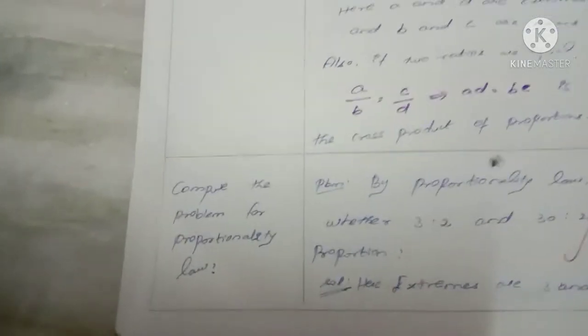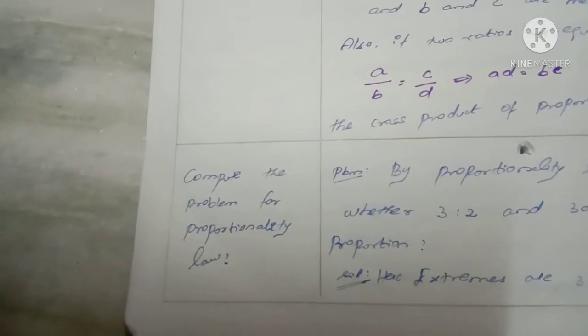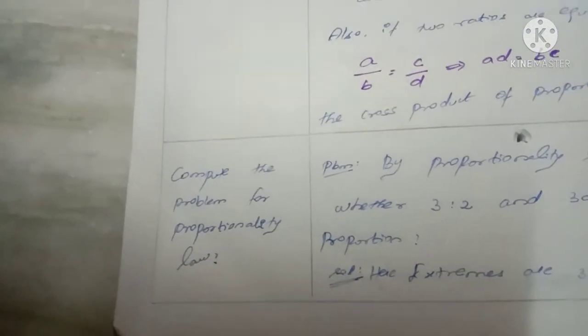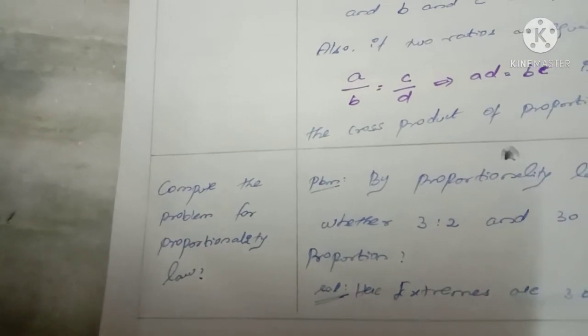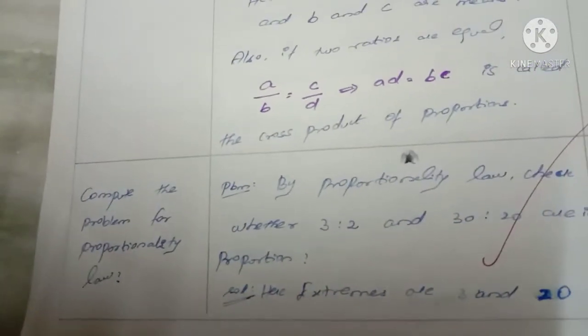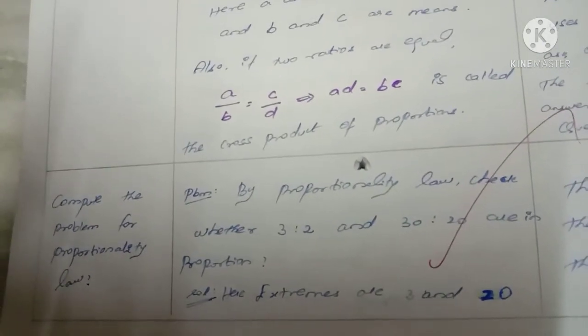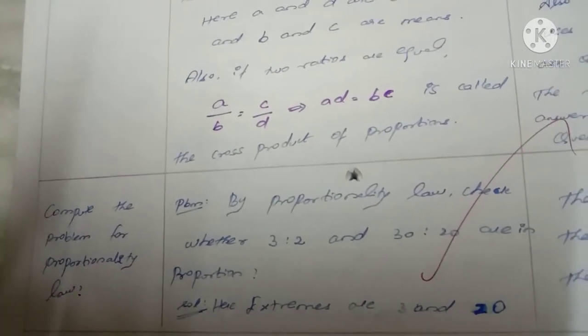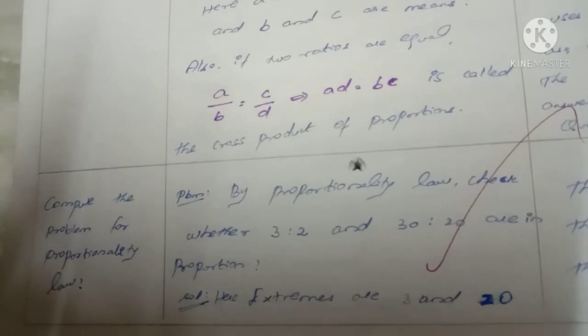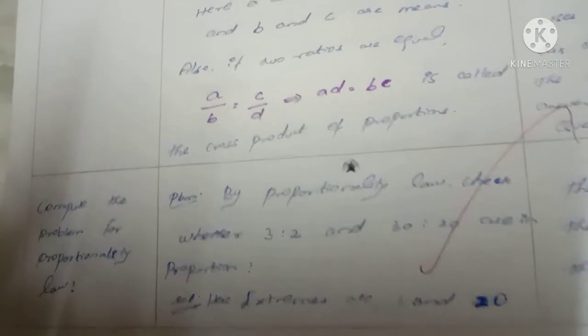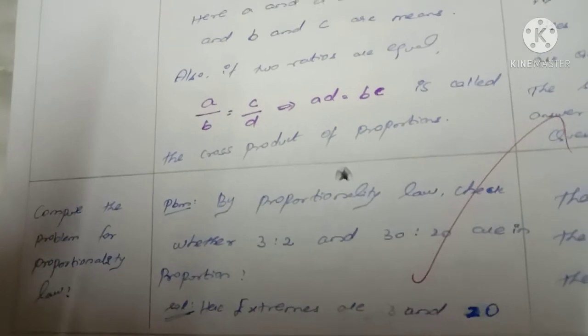In the next row, compute the problem for proportionality law. In the next box, we have to write some problem. By proportionality law, check whether 3:2 and 30:20 are in proportion.